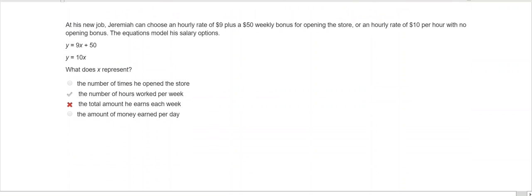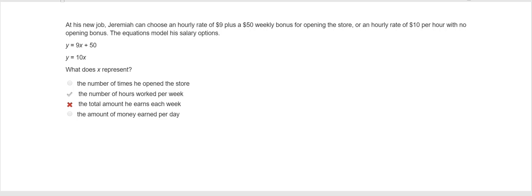At his new job, Jeremiah can choose an hourly rate of $9 plus $50 weekly bonus for opening the store, or an hourly rate of $10 per hour with no opening bonus. The equations model his salary options. So we've got y equals 9x plus 50 or y equals 10x. And the question is, what does x represent?